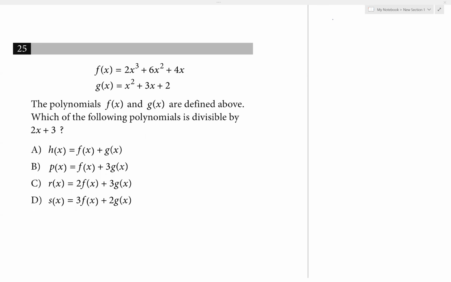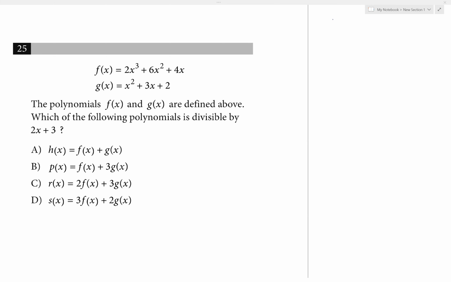All right, question 25. We have f of x equal to 2x cubed plus 6x squared plus 4x. g of x equal to x squared plus 3x plus 2. The polynomials f of x and g of x are defined above. Which of the following polynomials is divisible by 2x plus 3? Okay, so this question is very tough.